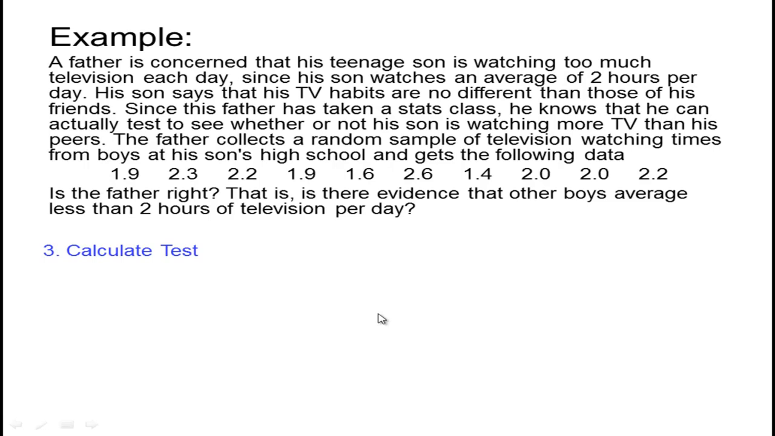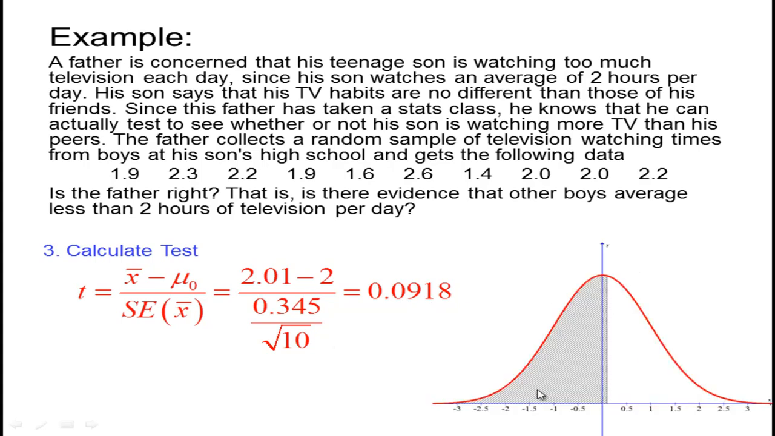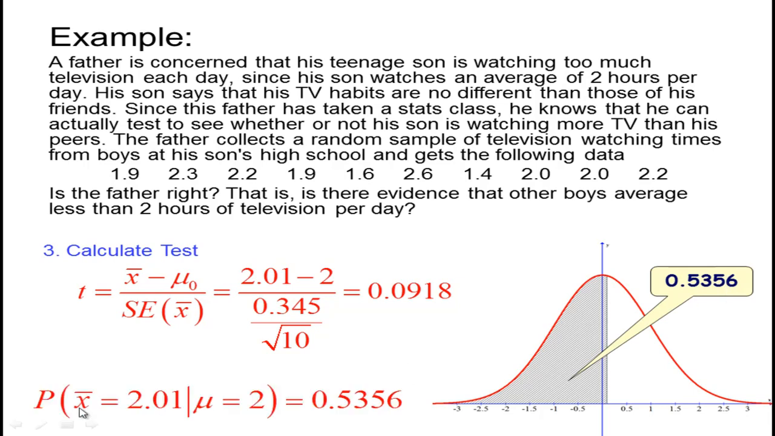So calculating the test statistic, we have 2.01, which happens to be the mean of the data, minus 2, our population mean, over 0.345, which is the standard deviation of our sample, over the square root of 10, and we get 0.0918. Since this is a left-tailed test because our alternative said less than 2, we're going to shade to the left of our test statistic. We get 0.5356.